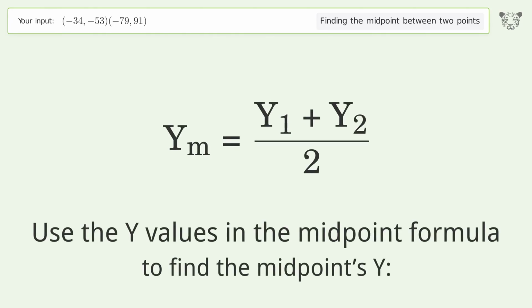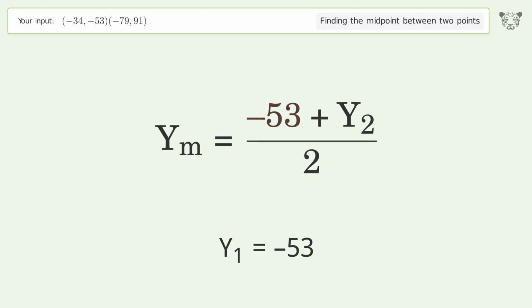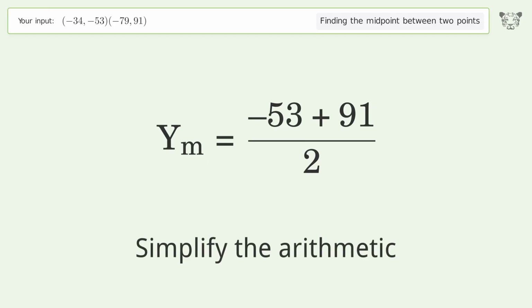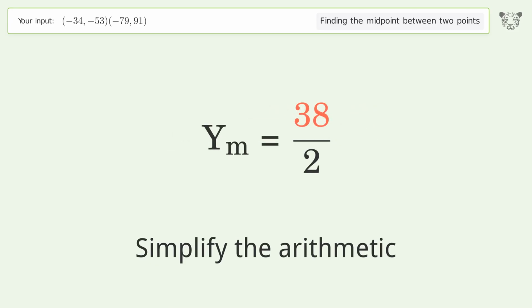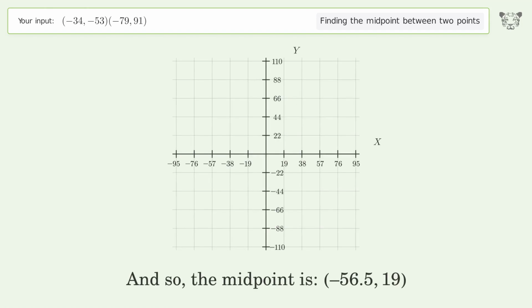Use the y values in the midpoint formula to find the midpoints y. y1 equals negative 53. y2 equals 91. Simplify the arithmetic. And so, the midpoint is negative 56.519.